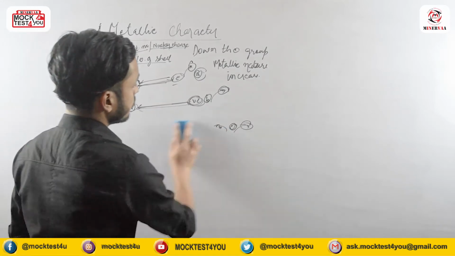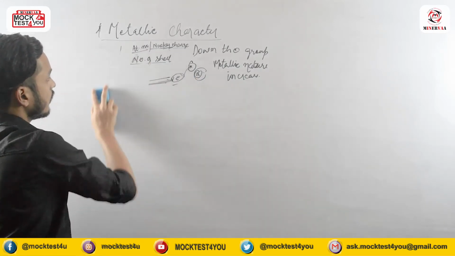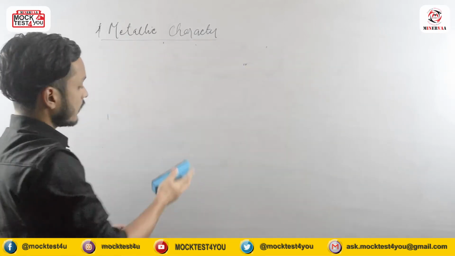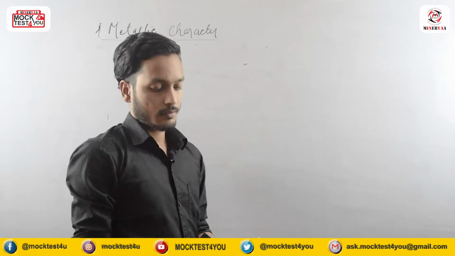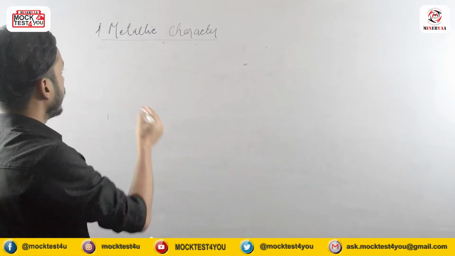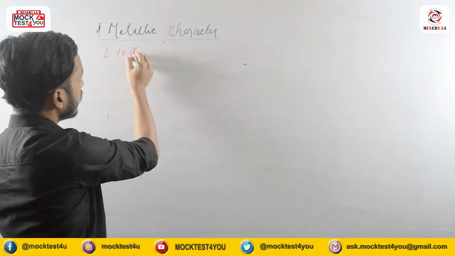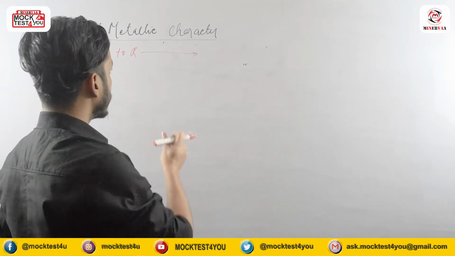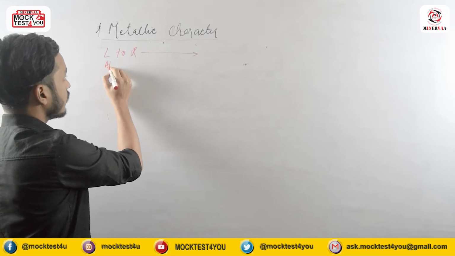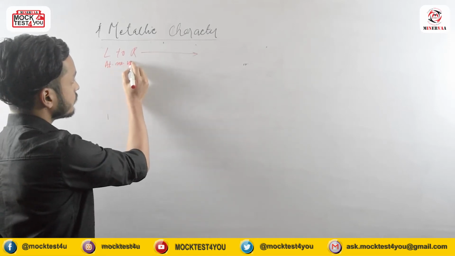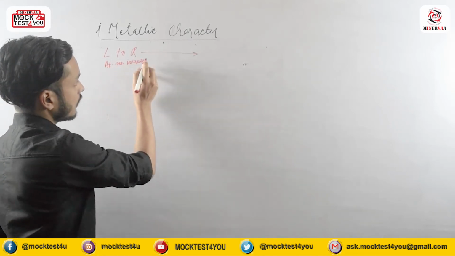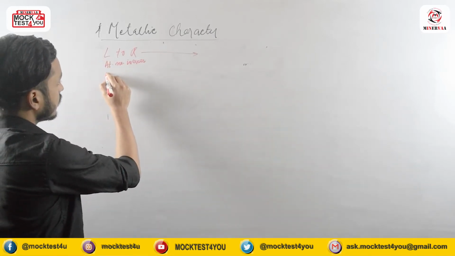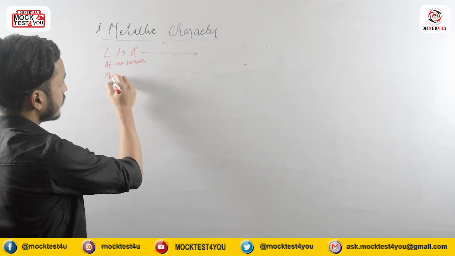As I have told you, when we are going from left to right in a period, there is an increase in atomic number. When we were moving across the period from left to right, what was increasing? The atomic number was increasing. And since the atomic number is increasing, the nuclear charge will also increase.